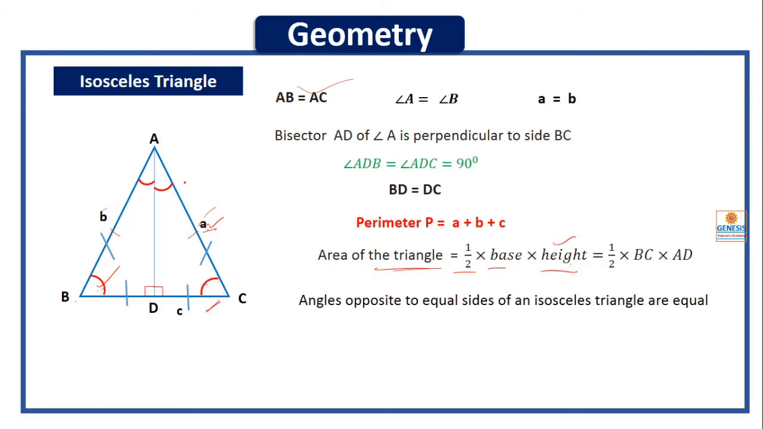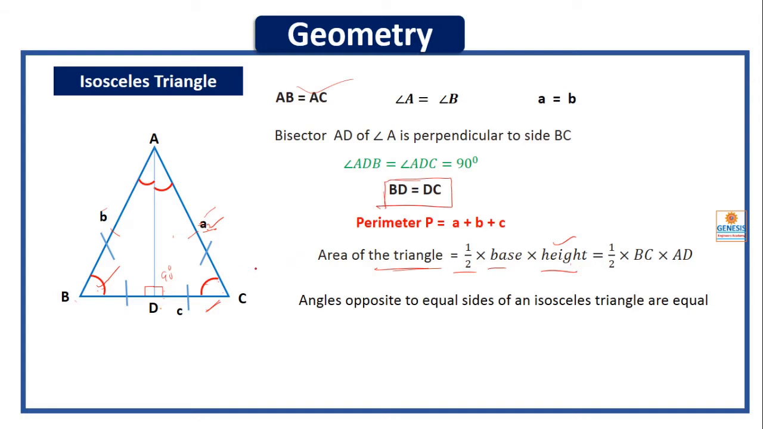Next one is in an isosceles triangle. If you draw a perpendicular line, then this angle and this angle are 90 degrees each. If it happens to be 90 degrees in an isosceles triangle, then BD is equal to DC. This property also has to be remembered.